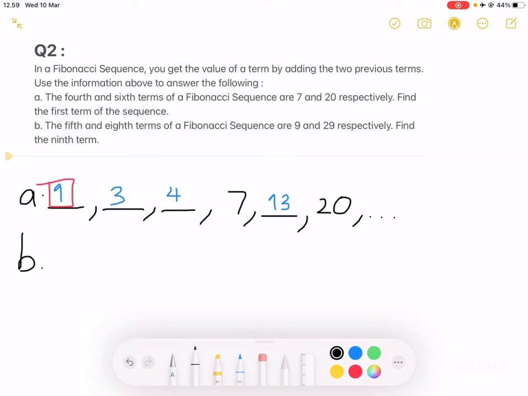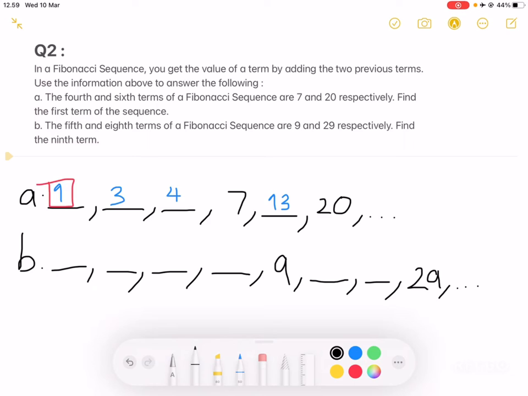Now for part B, it's a bit challenging. However, if you know the trick, it will be pretty easy. So leave the first four terms blank and replace the blanks with our given information. So the fifth term will be 9. The sixth and seventh terms are currently unknown. And the eighth term will be 29.